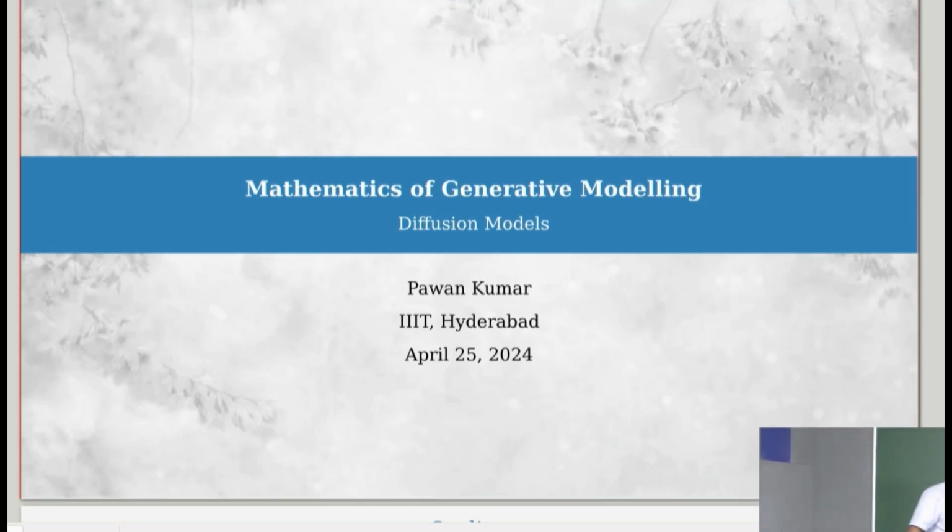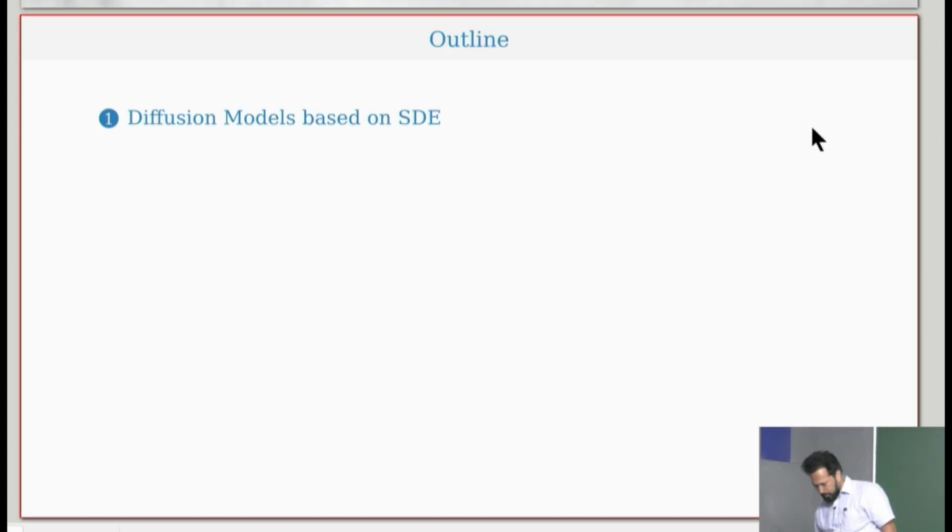Okay, so we can start. So this is the final lecture. We will try to wrap up diffusion models and basically the SDE part. So diffusion models based on SDE, stochastic differential equation.